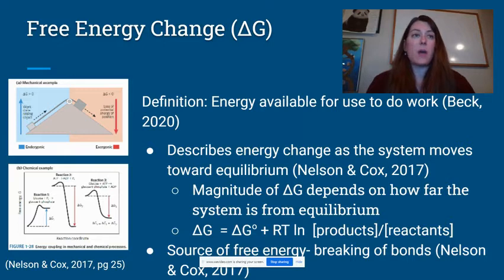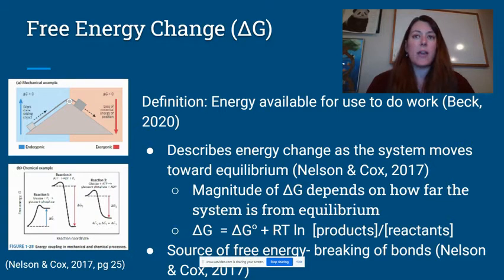Delta G tells us how energy is changing as the system moves toward equilibrium. Therefore, the magnitude of delta G depends on how far the system is from equilibrium. This is evident by looking at the equation for delta G. The diagram on the bottom left shows how delta G influences chemical reactions. On the left, we see that the reaction between glucose and inorganic phosphate to make glucose 6-phosphate has a high delta G value, meaning it takes energy for this reaction to happen and is therefore not favored.